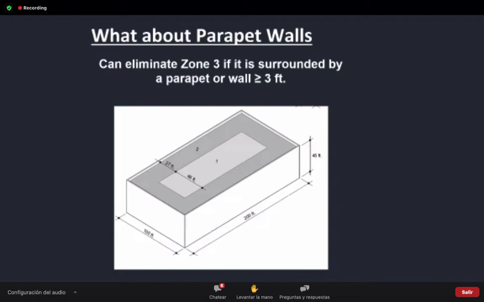Now, at the other end of this building, where we have the drip edge, Steve's going to draw it in here, I believe. At the end of this building, we have a gutter edge. We don't have that parapet wall. We will need that zone 3 at each end of each corner of that building.